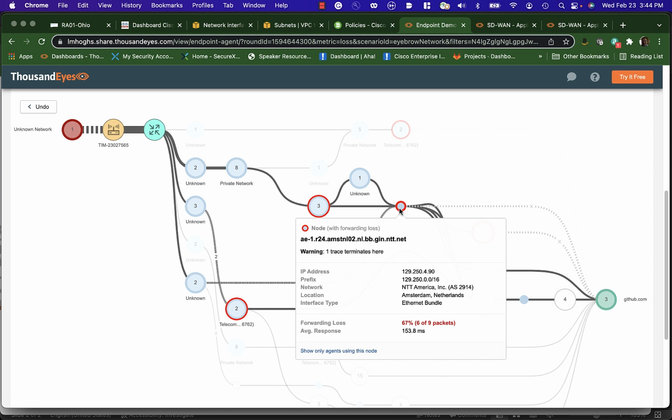It wasn't his home network. It wasn't the gateway he was coming through. It wasn't GitHub itself, right? Somewhere along the path we saw that packet loss, and very quickly, with a few clicks drilling down, we're able to identify exactly where the issue is and who the culprit is.